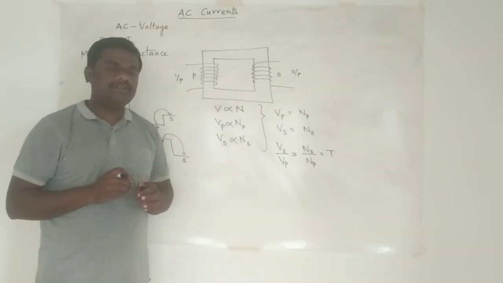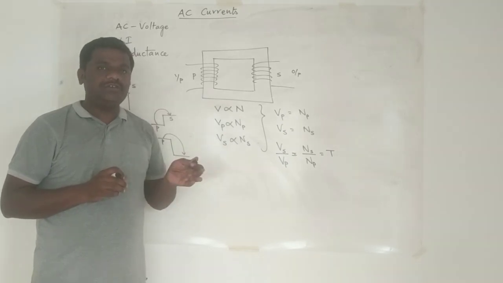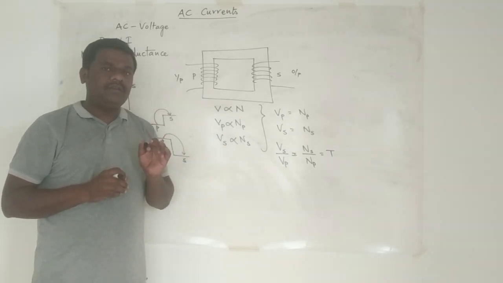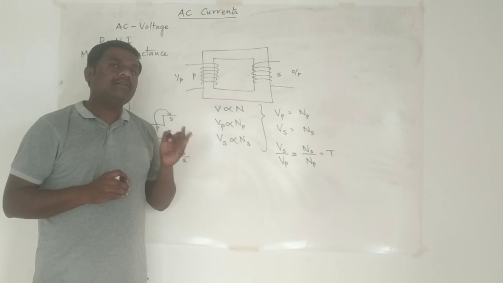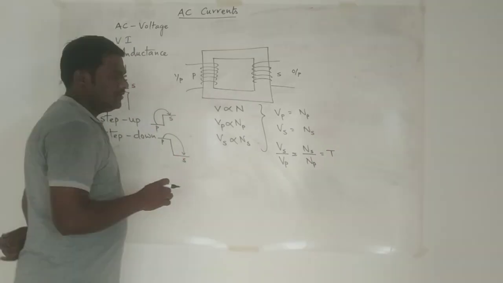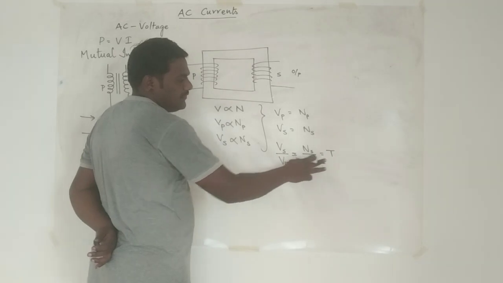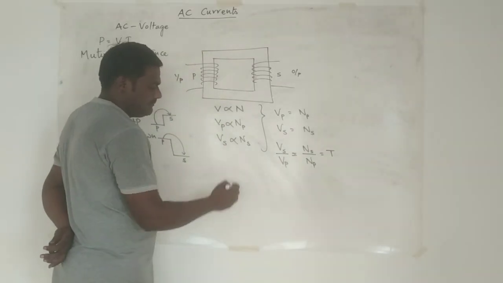What does it represent? Using the turns ratio, you can decide whether a transformer is a step up or step down. How? Just for clarification. If turns ratio is greater than 1, take a simple concept.